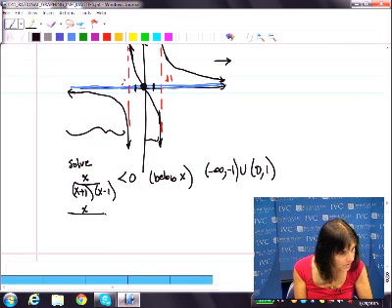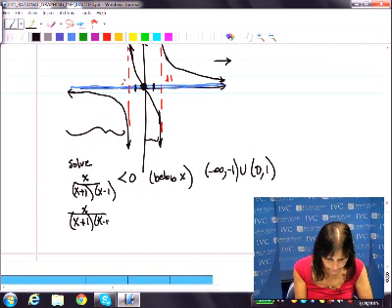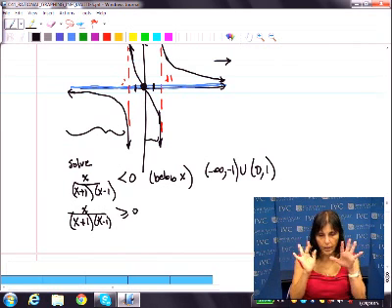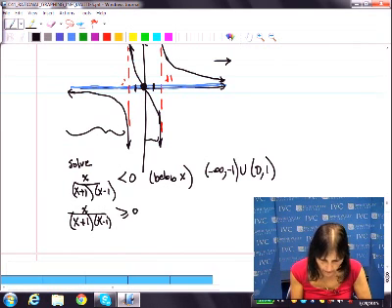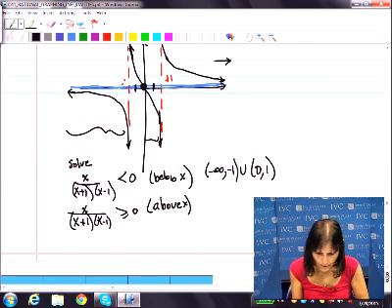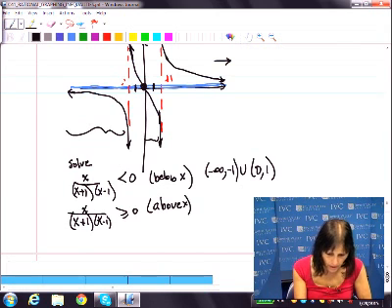Okay, how about this one? Solve x plus 1, x minus 1. When is it positive or 0? Okay, well, I have to think about that. That means above the x-axis. All right, when is it above the x-axis? It's going to be here and here. Okay, well, how do I write that?